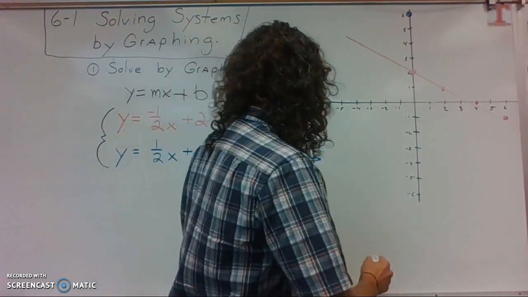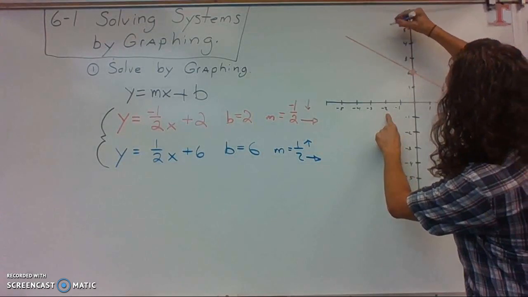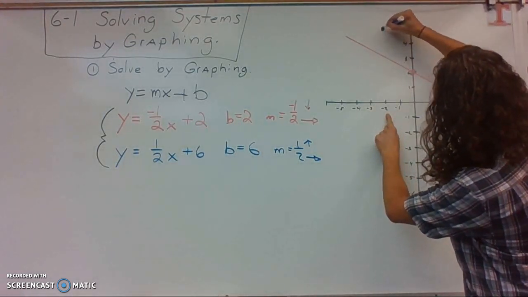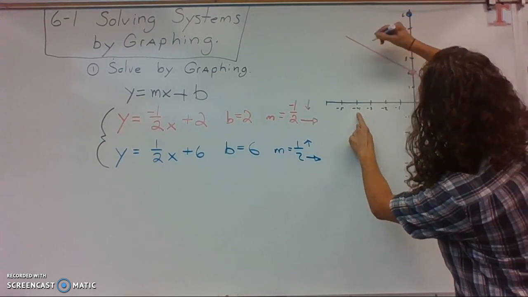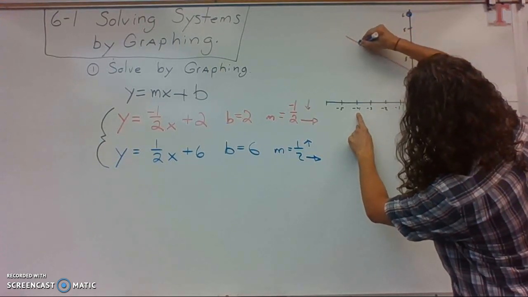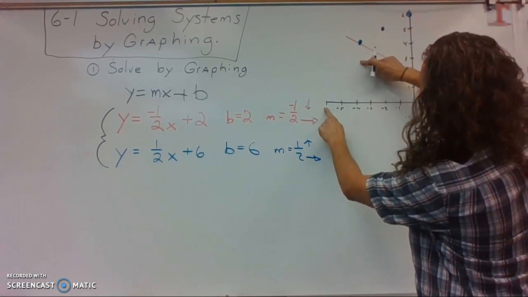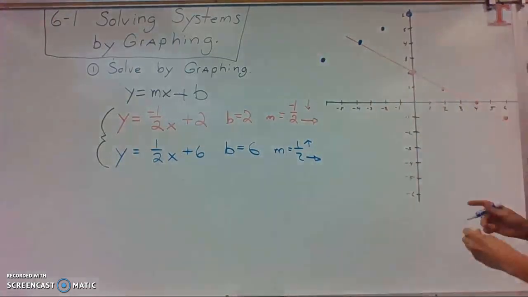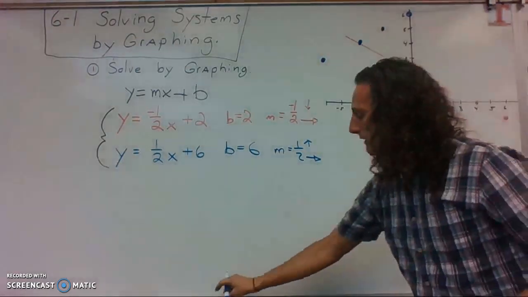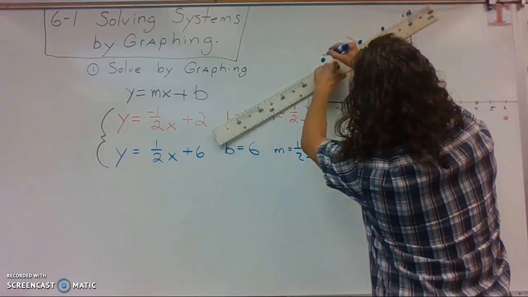So you can do that. Instead of going up 1 and over 2, I'm going to go down 1 and backwards 2. So I should be right about here. Go down 1 again, backwards 2. I should be right about here. Down 1 and backwards 2, right about here. All right, so at that point, I'm going to graph that line.